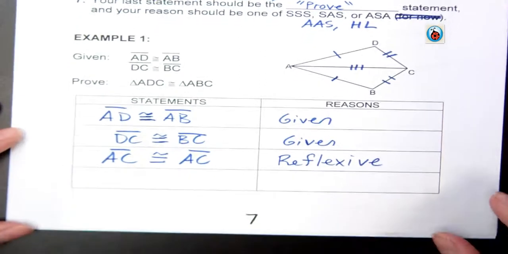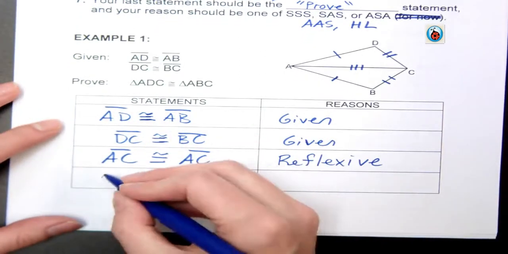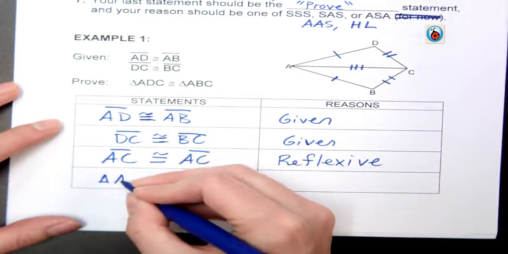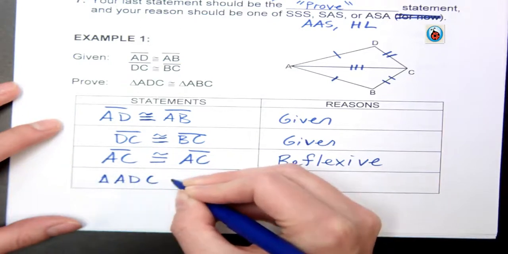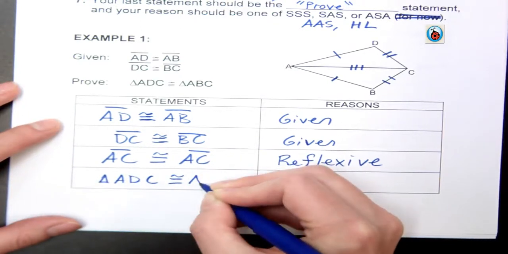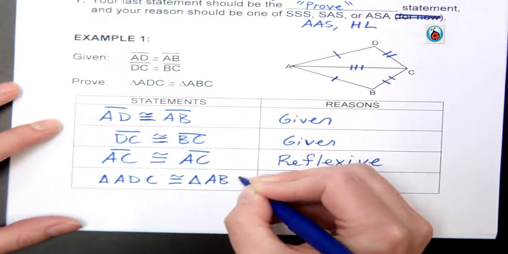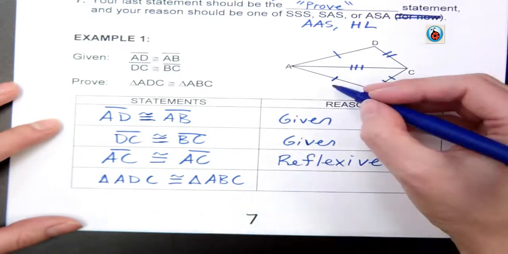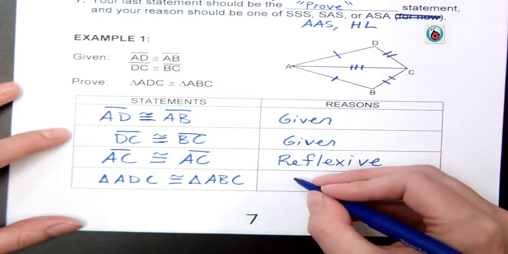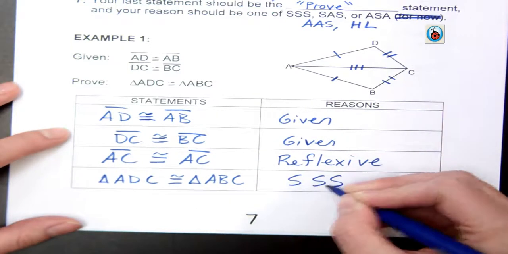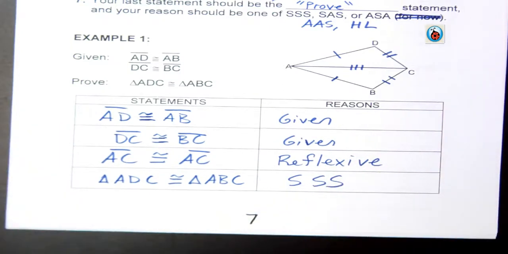And unlike in what we did last class, I don't have to decide the order of my letters. It's already listed out for me in my proof statement. So triangle ADC is congruent to triangle ABC by my side, side, side. Alright, once you have that, flip on over to your next page.